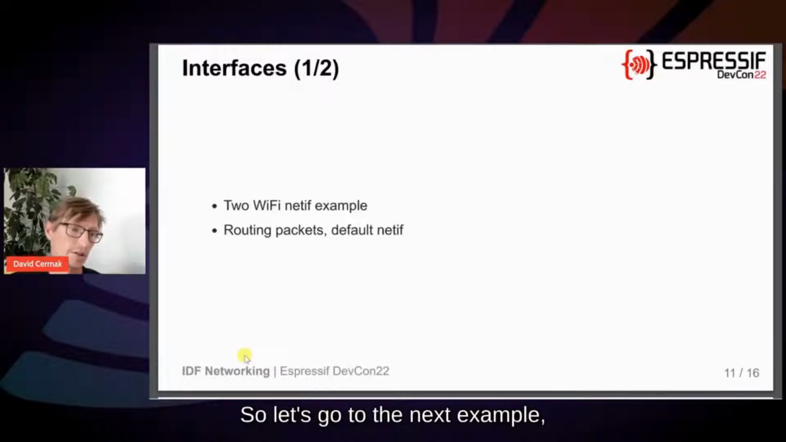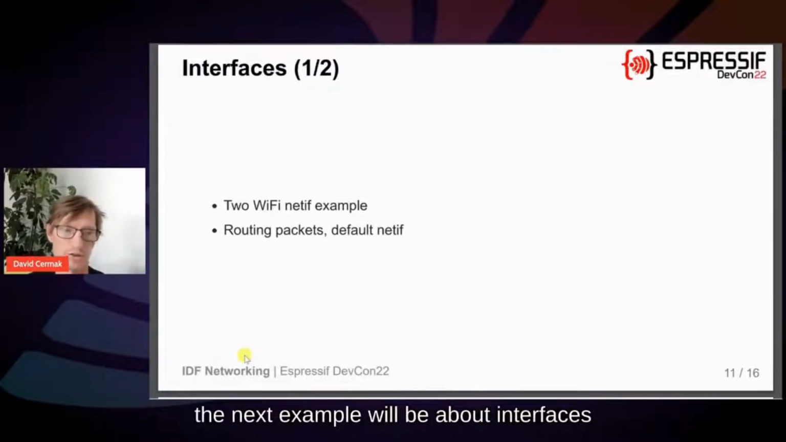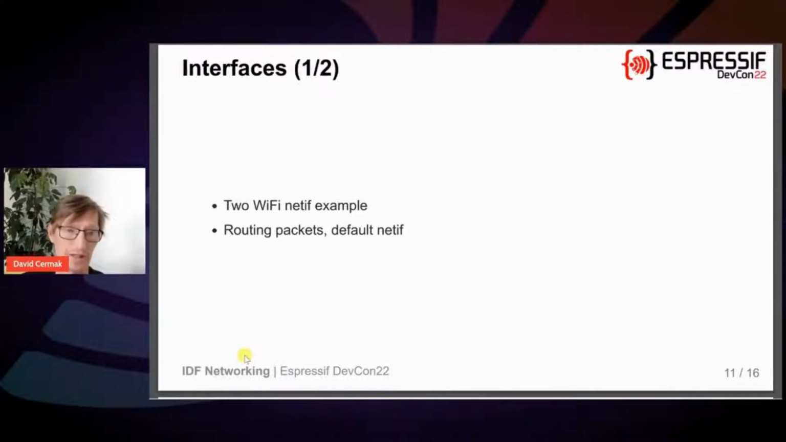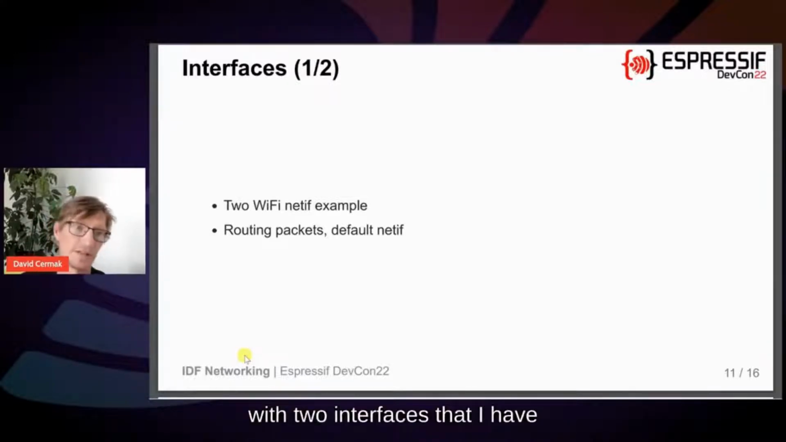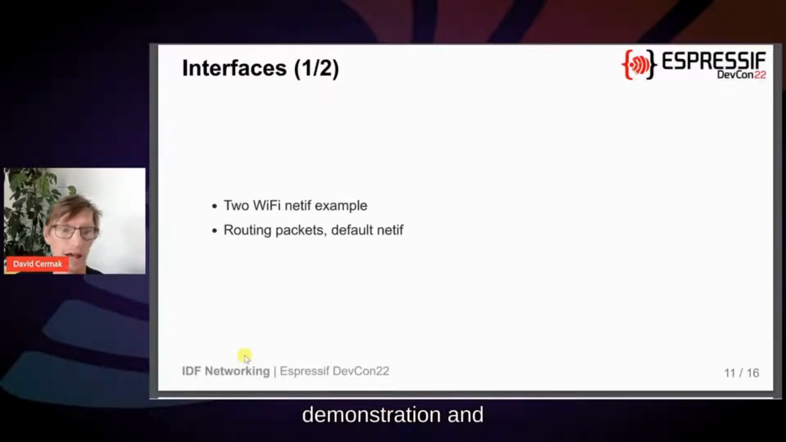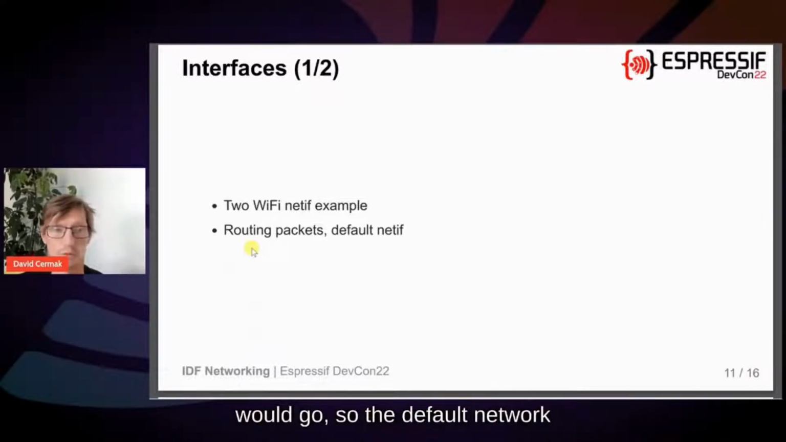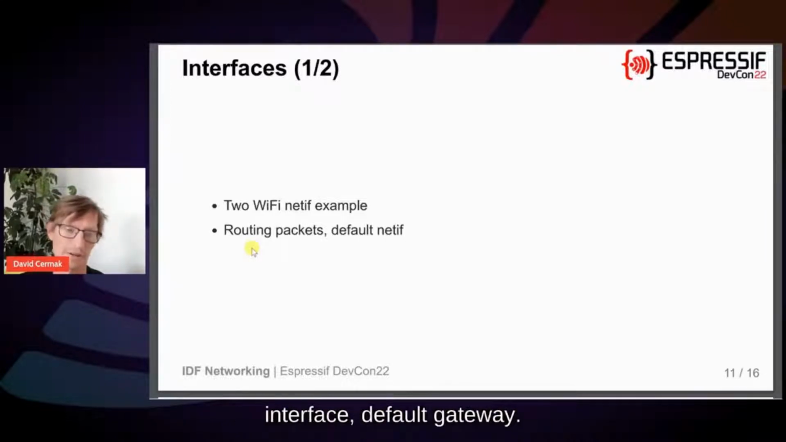So let's go to the next example. The next example will be about interfaces. So we'll be mainly talking about ESP-NetIF and about two interfaces that I have created just for the purpose of this demonstration, and how we are able to actually route packets or choose the preferred path the packets would go. So the default network interface, the default gateway.